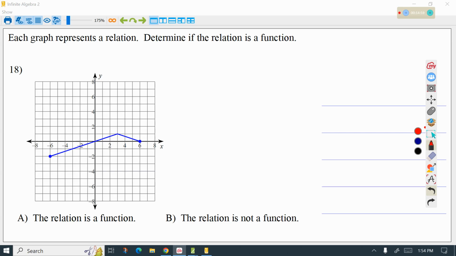Does this pass the vertical line test? If I pass a vertical line, does it ever cross in more than one place? No. Okay? So this is a function. All right, 18 is a function.